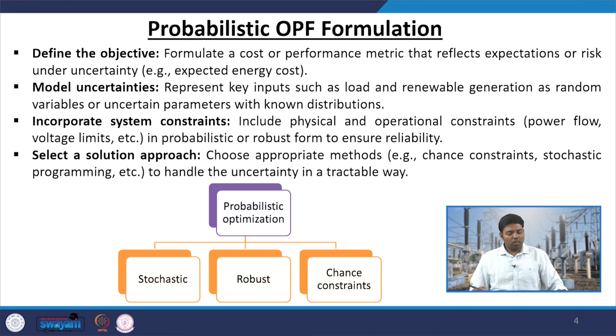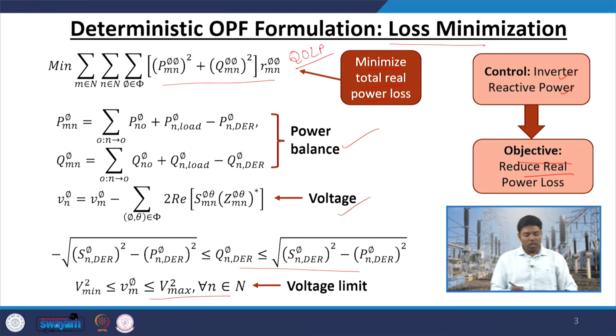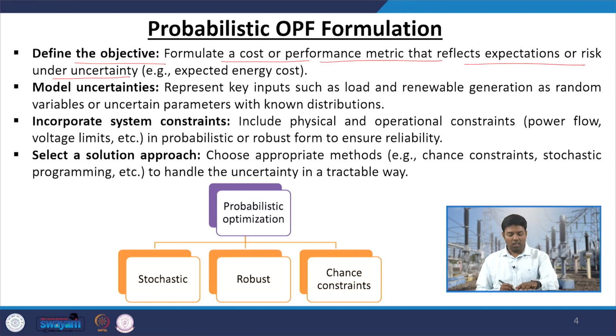Now, we will see the probabilistic problem formulation. First, we have to define the objective or revise the objective depending upon the uncertain events. So, formulate a cost or performance metric that reflects expectations or risk under uncertainty. So, previously we have determined the deterministic value of the objective function, but now we have to deal with the expected value of the objective function.